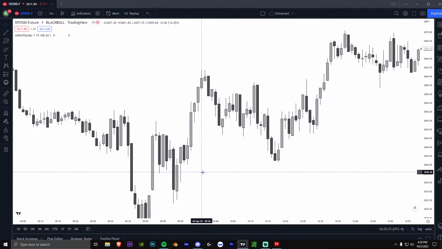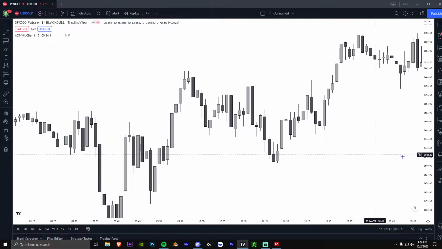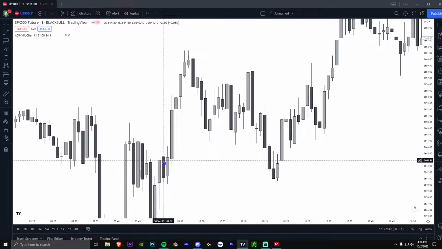In an up move, I look for an obvious red candle. So this is the 1 minute time frame, by the way, guys. So here's the obvious red candle before the up move. Why would there be a random red candle before an up move? So the answer to that is manipulation.